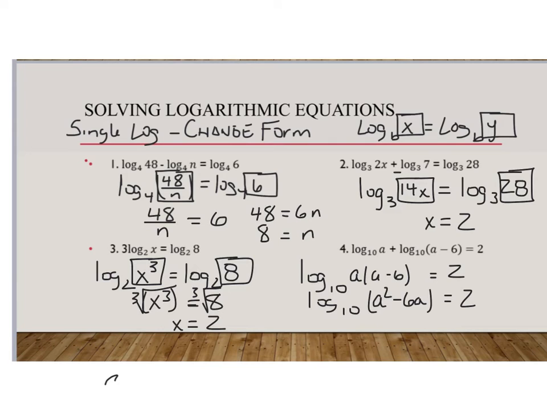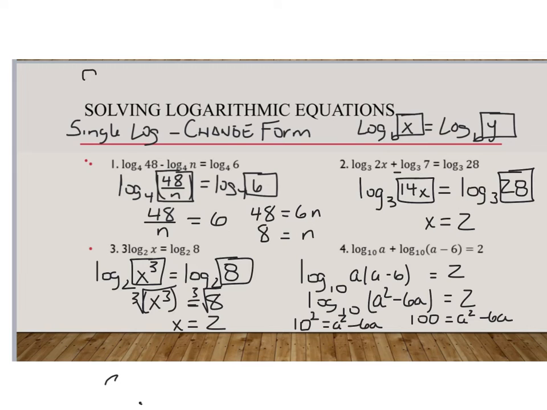So now I have a single form, or single log, so changing the form, I have 10 squared is equal to a squared minus 6a. So then I'd have 100 equals a squared minus 6a, which is a quadratic. So I'm going to get this to equal 0. I got a little space issue here, so I'm going to move up to the top. Hopefully this is okay. I'm going to get that to equal 0, so I'm going to subtract 100.